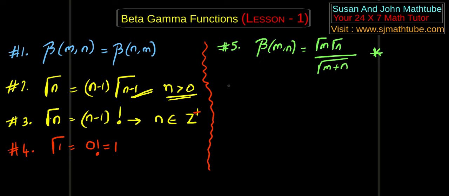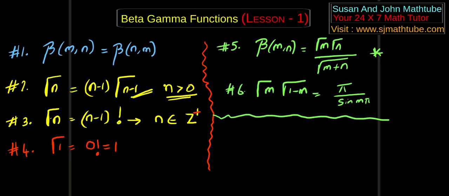Okay, and then comes another property, number 6. Gamma m gamma 1 minus m is equal to pi by sine m pi. Now don't worry about it. It will be maybe in lesson number 5 or 6 I will explain this property properly.